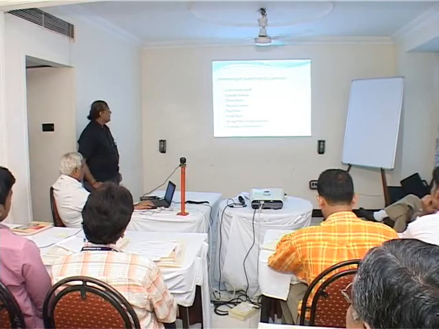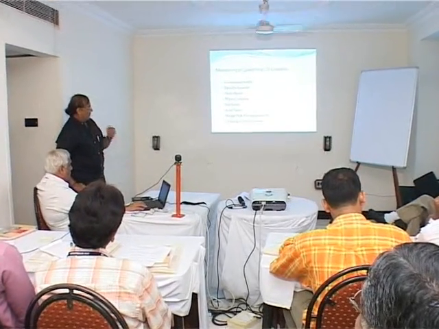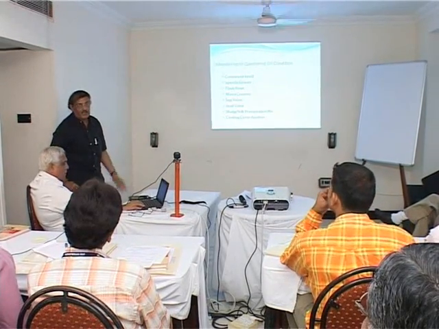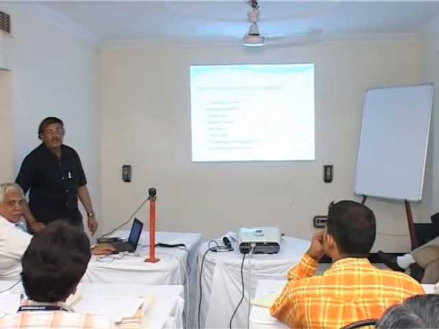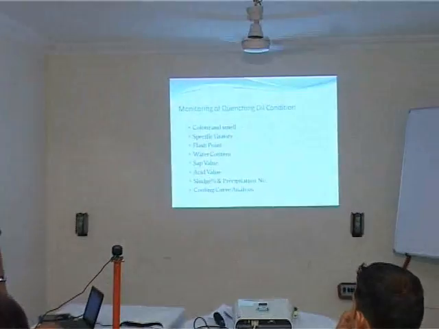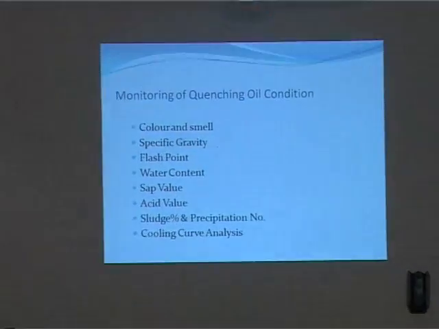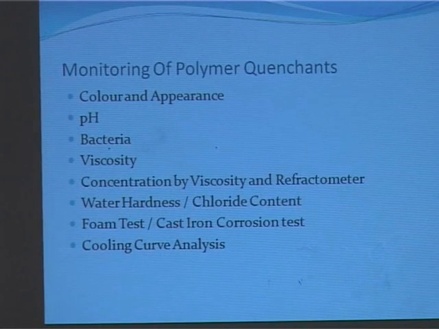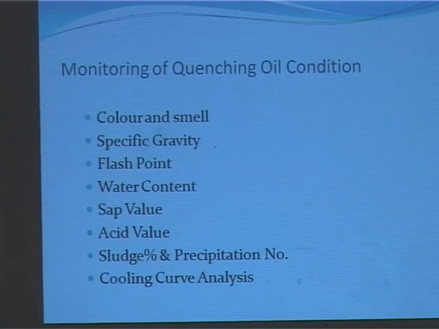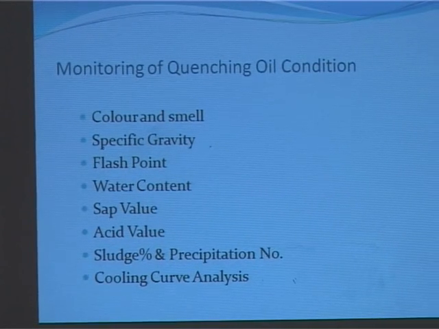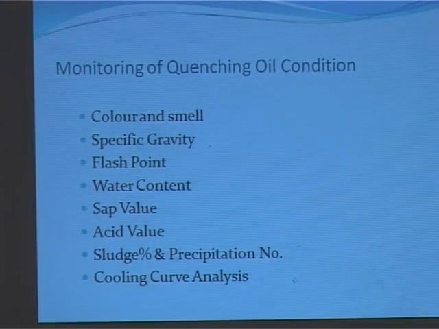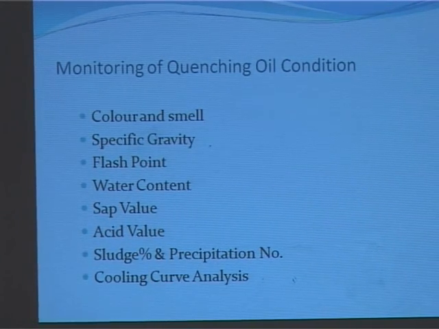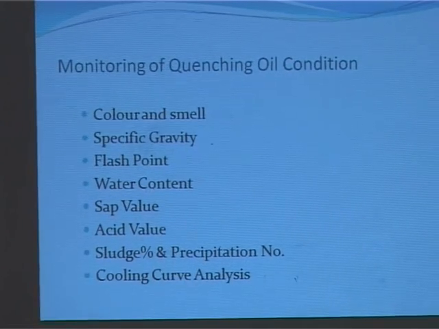The sludge percent and the precipitation number. Normally, fresh oil doesn't have any sludge, it may be around 0.1% or something like that. But after using it continuously for a longer time, the sludge formation goes to 1% or so, then the oil has to be discarded. The cooling curve analysis: suppose you know your cycle has to be 70 minutes, but after using the oil for a longer time, you find it is not performing well and the cycle has gone up to about 2 hours, then you come to know that this oil is to be discarded and changed.